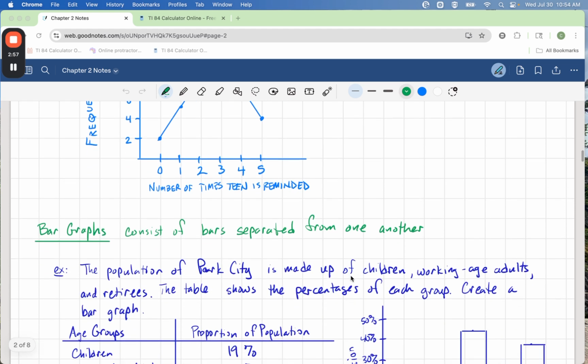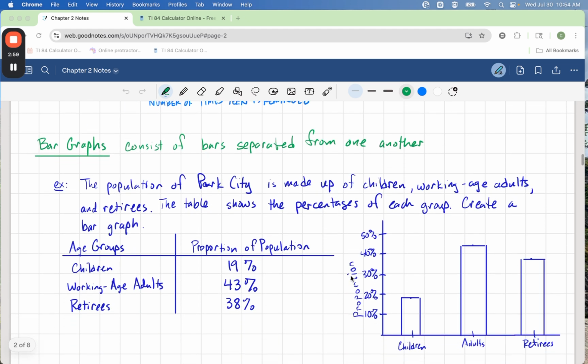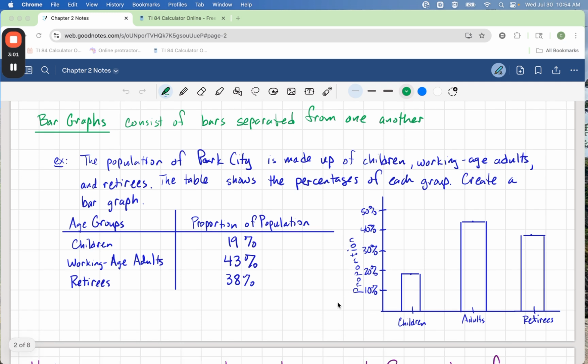Bar graphs consist of bars separated from one another. So the population of Park City is made up of children, working age adults, and retirees. The table shows percentages of the population of each group. Create a bar graph. So children, we have 19%, adults 43%, retirees 38%. I just draw bars up and there it is.